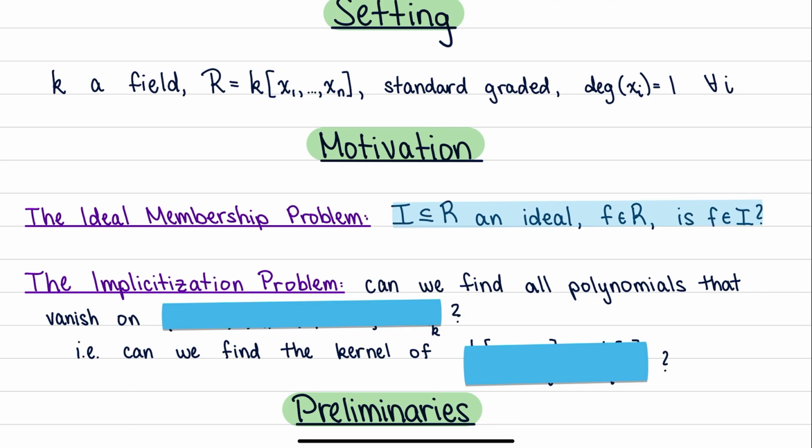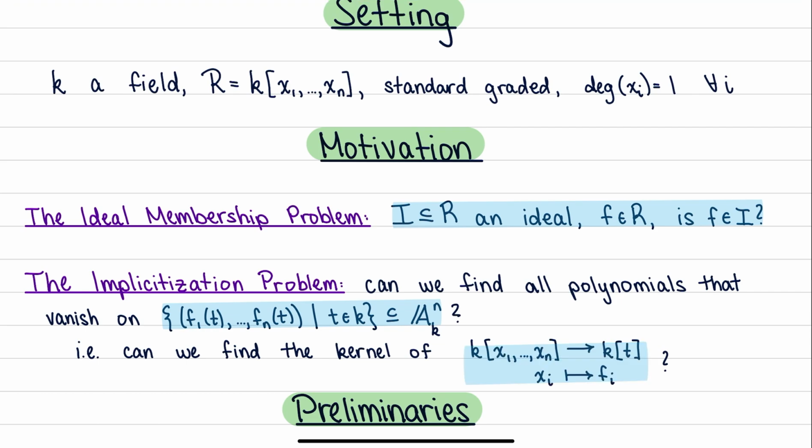The next problem I want to talk about, I'm calling the implicitization problem. And this problem asks, if I have a set of points in affine n space that are given by some polynomial functions of a parameter t, can I find all polynomials that vanish on these points? And this really boils down to asking, can I find the kernel of this map that sends a variable to its corresponding function of t?